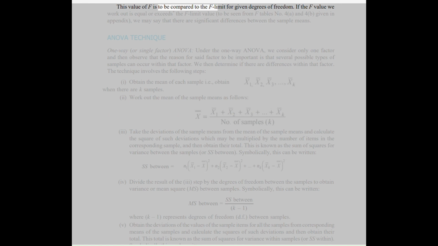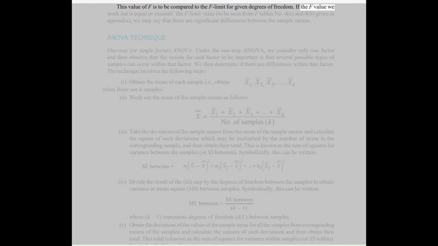In short, we have to make two estimates of population variance, one based on between samples variance and the other based on within samples variance. Then the said two estimates of population variance are compared with the F-test, wherein we work out F equals the estimate of population variance based on between samples variance over the estimate of population variance based on within samples variance. This value of F is to be compared to the F limit for given degrees of freedom.